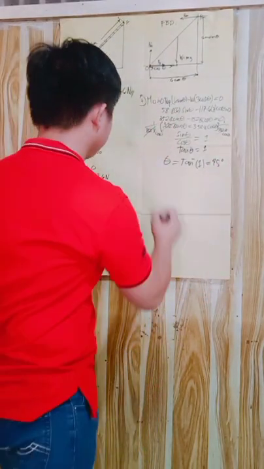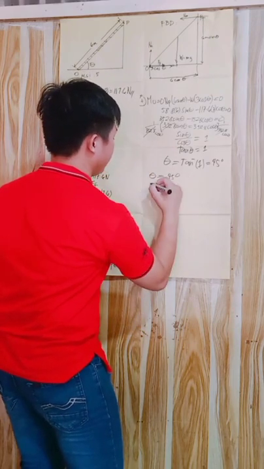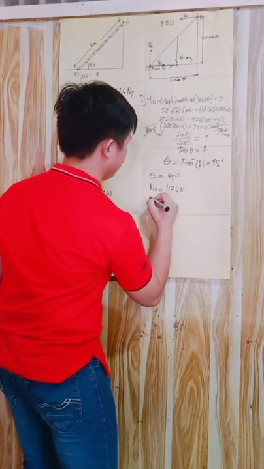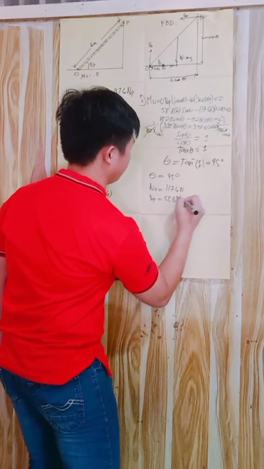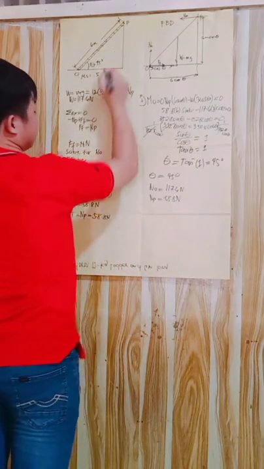Summary. Theta is equal to 45 degrees, N sub O is equal to 117.6 Newtons, and N sub P is equal to 58.8 Newtons. So, we are going to write 45 degrees.